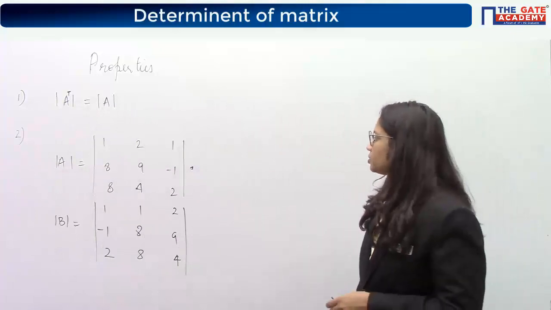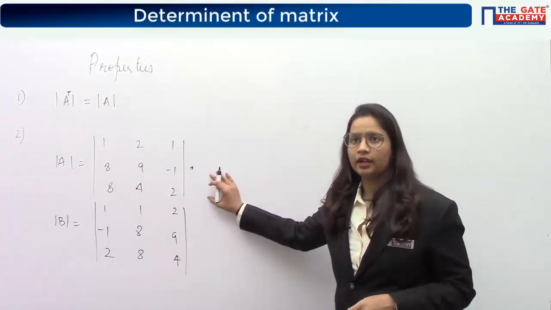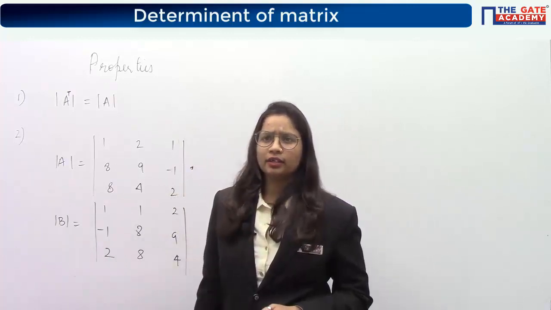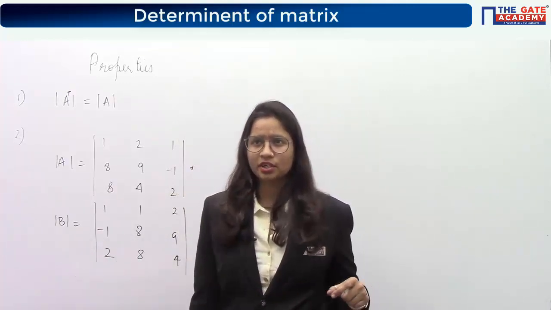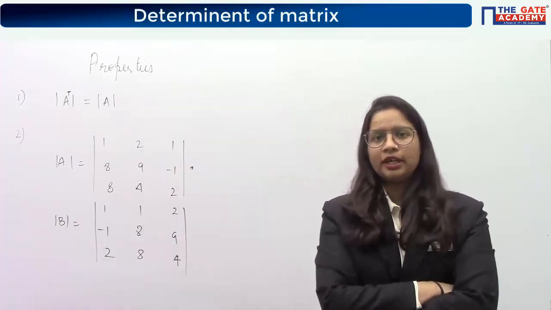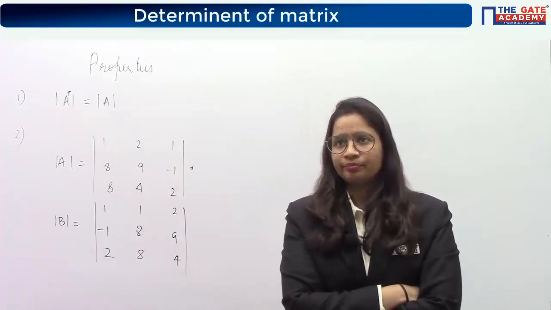Okay, second property. So let's say this is your determinant A and determinant B is this much. Can you tell me what will be the relationship among these two determinants or these two values? How will they be related according to the property given?